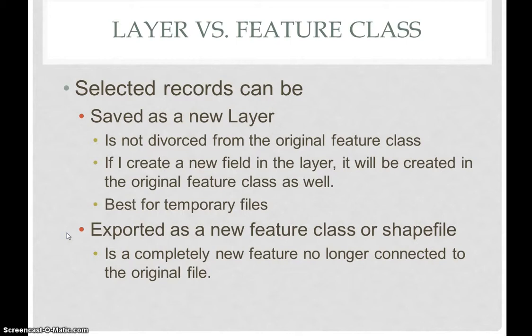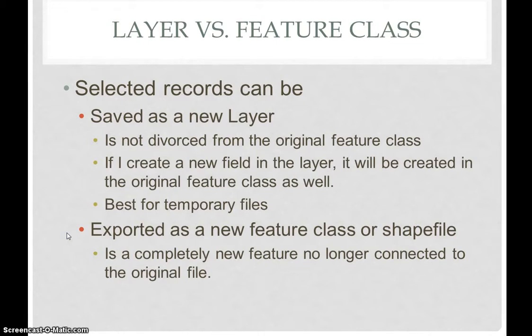So the thing to remember, when you just choose to save it as a layer, you have not created a new feature class. So if I were to take that layer and create a new field, the field would also be created in the original data set. So I'm just looking at that layer separately. I'm not actually divorcing it. So Price recommends that be used for temporary kinds of files.